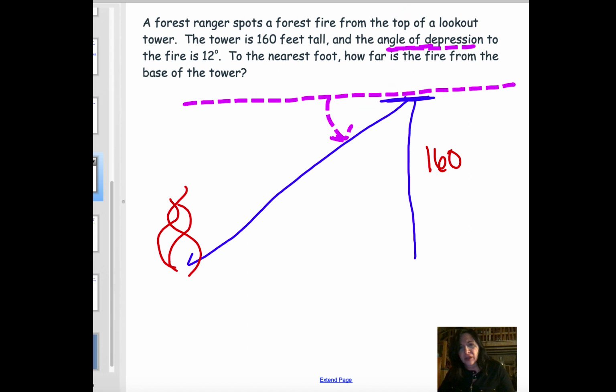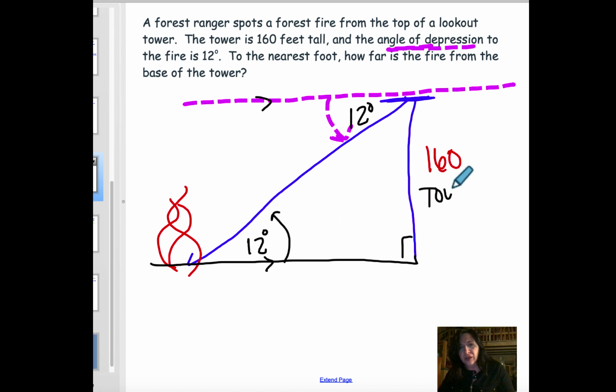That's the angle of depression, okay? So that value, the angle of depression, is 12 degrees. Now, also keep in mind that because these two lines are actually parallel, the angle of depression also happens to be the angle of elevation. They're the same exact number. So the question is, to the nearest foot, how far is the fire from the base of the tower?